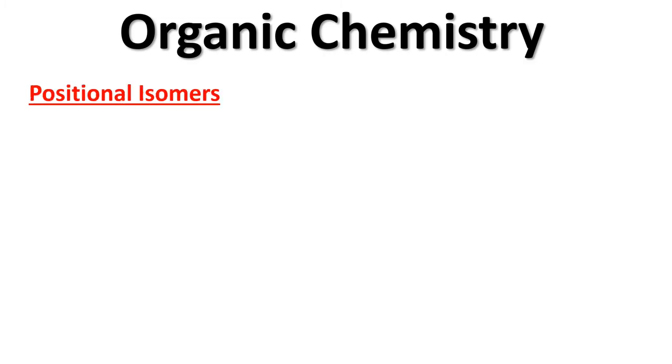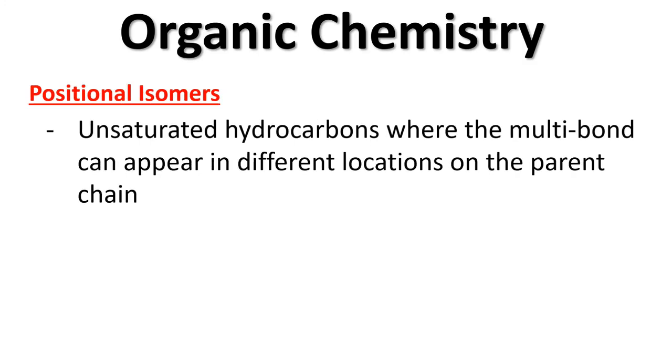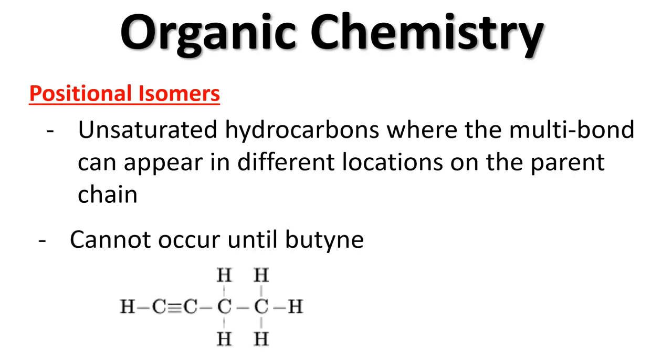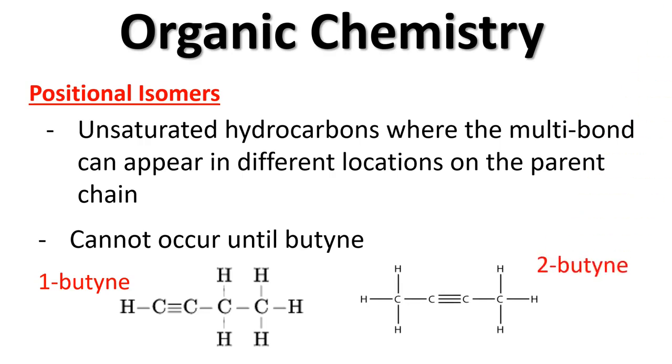So ethyne. We also have some positional isomers. These are unsaturated hydrocarbons where the multi-bond can appear in a different position, and they cannot occur until butene. So here's your first one. This would be a 1-butene, and there would be your second version of it. It would be a 2-butene. Again, remembering carbon wants to form 4 bonds here, so make sure you fill the hydrogens in accordingly.